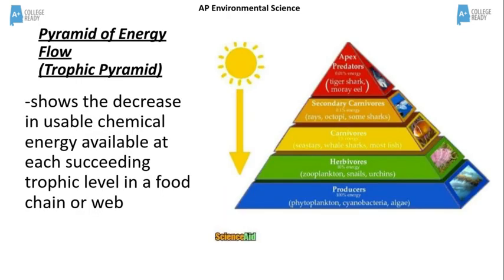Another way to show energy relationships in an ecosystem is an energy pyramid, which may also be called a trophic pyramid. The energy pyramid shows the decrease in usable chemical energy available at each succeeding trophic level in a food chain. Notice the base of the pyramid is largest, indicating more usable energy is stored in producers than the other levels.